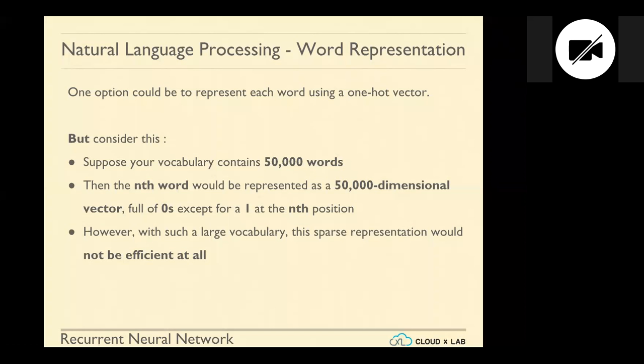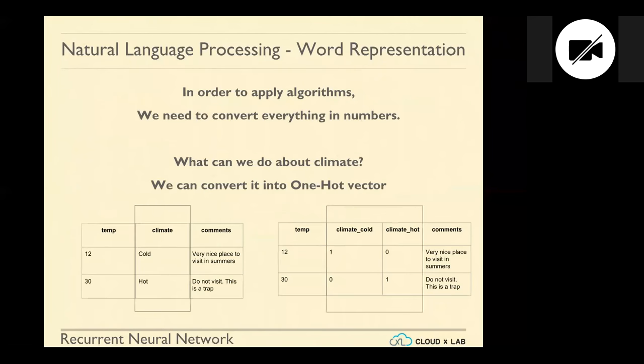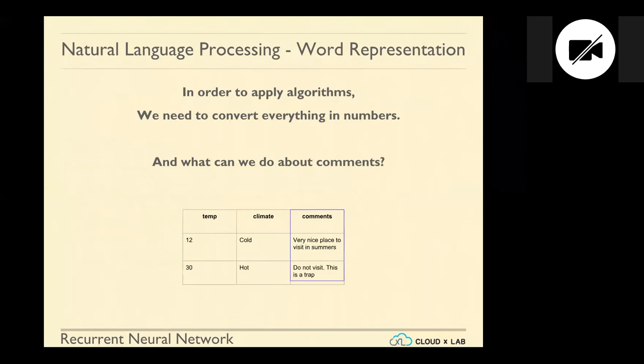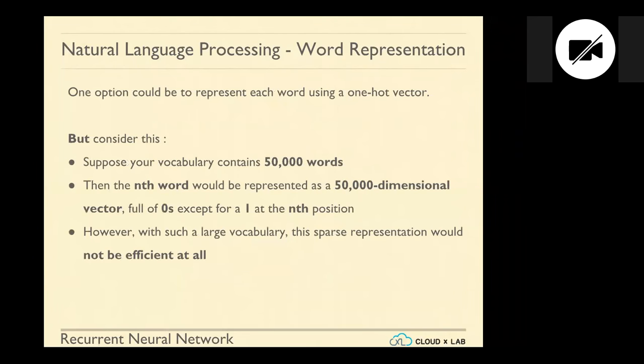So one option could be to represent each word using a one hot vector. But consider this: suppose you have a vocabulary of 50,000 words, then the nth word could be represented with 50,000 dimensions, right? If we did what we did with climate, where we converted one column into two columns because there were two values, hot and cold, in the case of words, there are 50,000 words, let's say, in a dictionary. So do we have a vector having 50,000 dimensions?